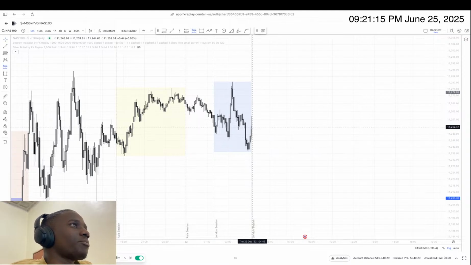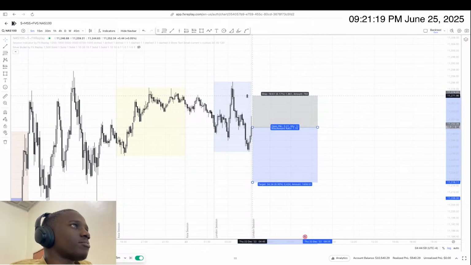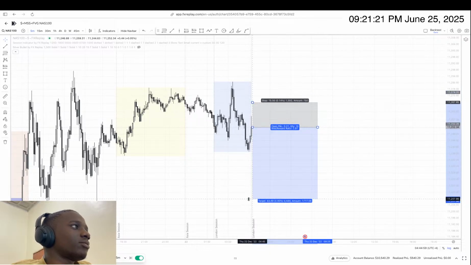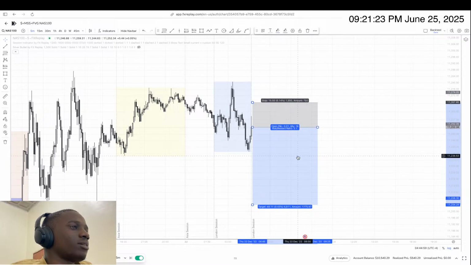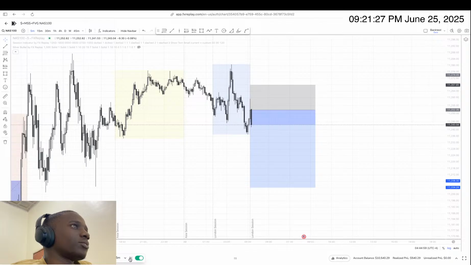So my entry will be in these areas, stop loss somewhere there, and I'd like to target these lows. But I won't take this trade because, you know, we're still in London manipulation.